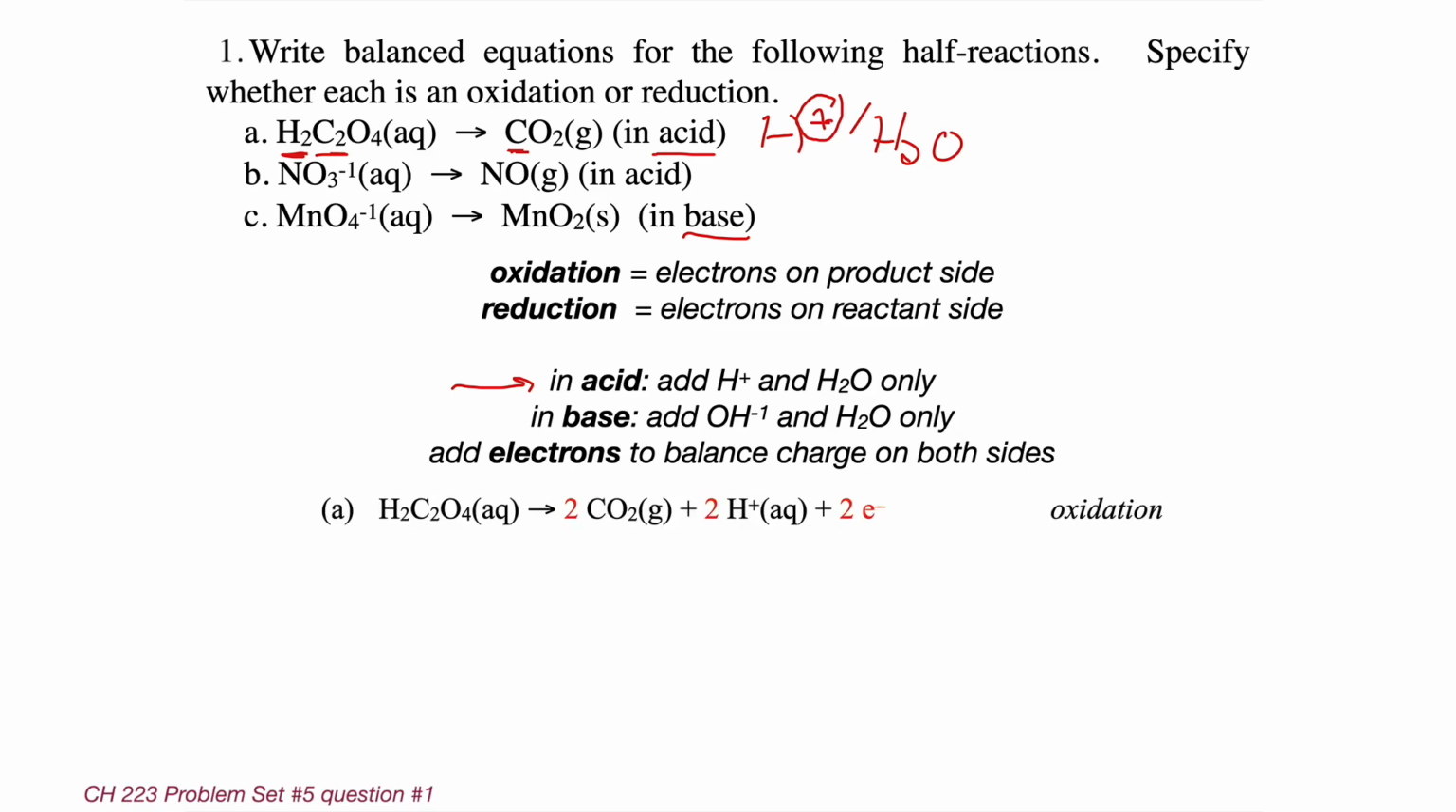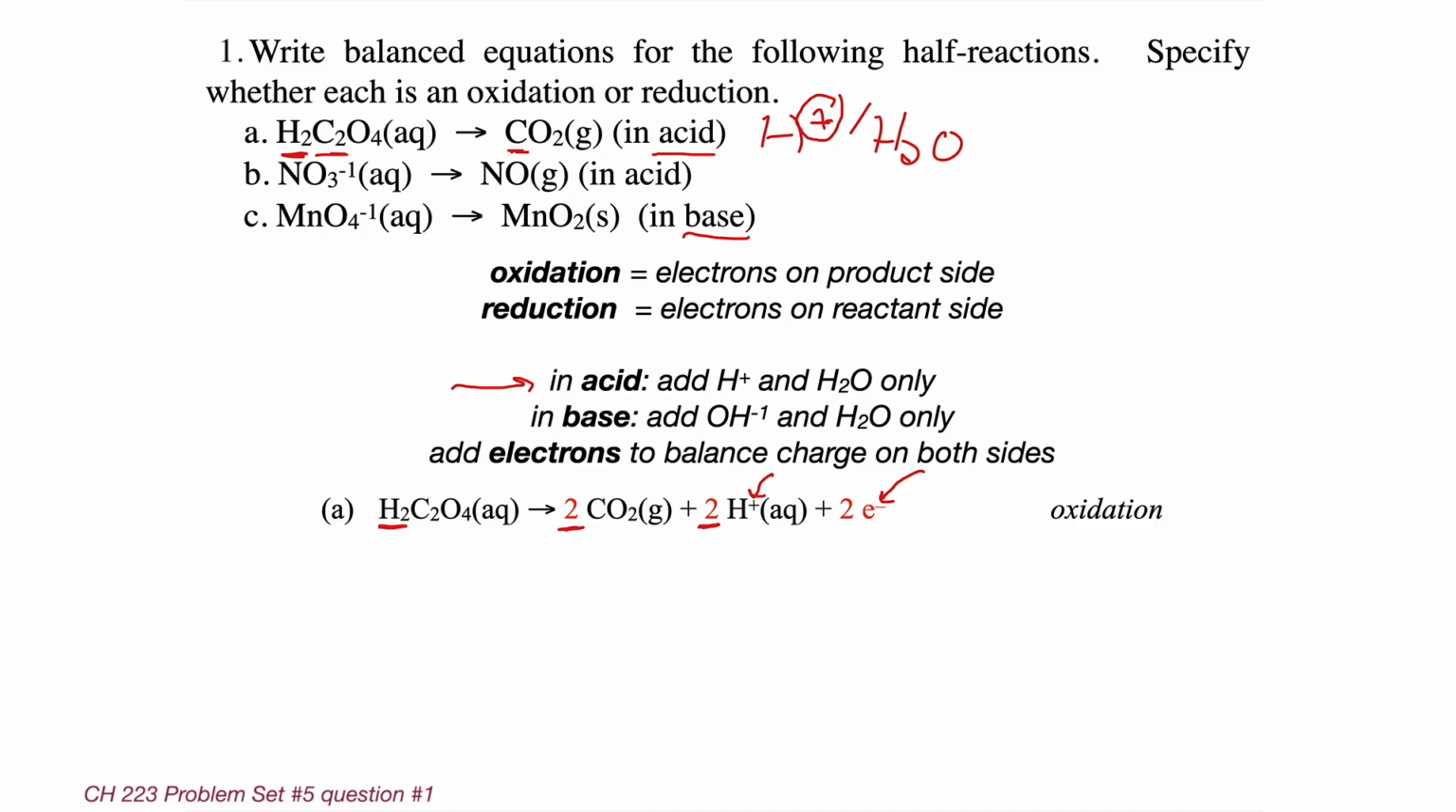So for this first one, here's the balanced reaction. Again, we had to add 2 CO2 in order to make the carbons and the oxygens balance out. And then we also had to add 2 H plus because we have to add enough hydrogens to make those balance out. But by adding H plus, now we have some charge. 2 H plus. And the only way to balance charge is to add negative electrons. So we'll add 2 negative electrons.